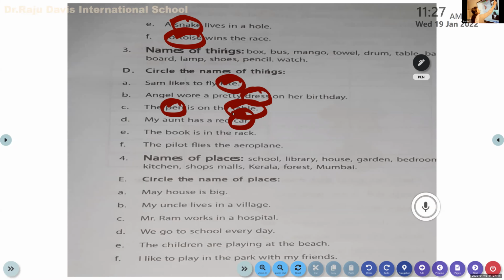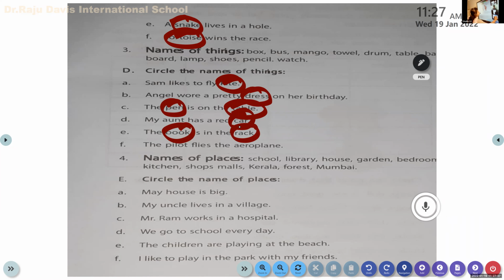Anirudh, did you get a chance? Yes, come on, read the next question. The book is in the rack. Okay, so come on. And yes, the book and rack. Very good, very good. Others muted.